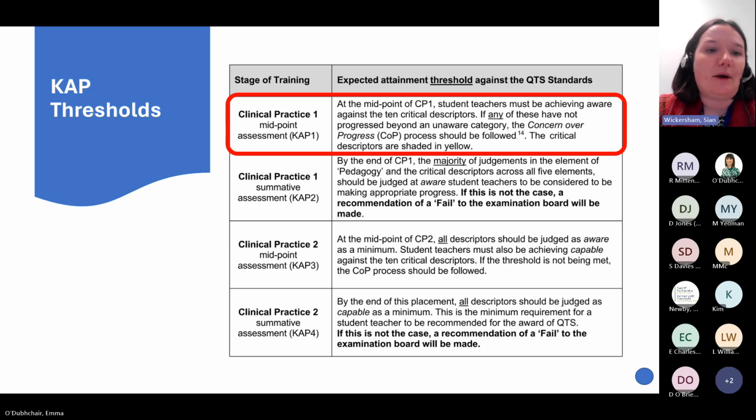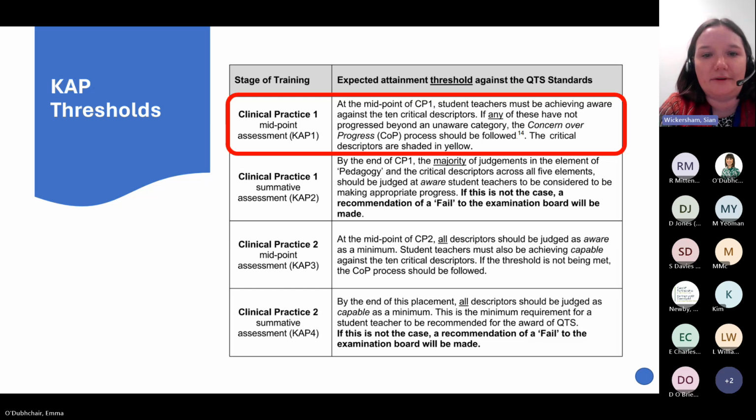So here are our key assessment point thresholds. Right now, we are at the midpoint of clinical practice 1. And again, these CAP thresholds can be found in Appendix 8 in the clinical practice guide. The threshold that we are looking for is that student teachers are achieving aware against the 10 critical descriptors. The 10 critical descriptors are those that are highlighted yellow, and they're also flagged on the PLP form that Emma is going to show you later.